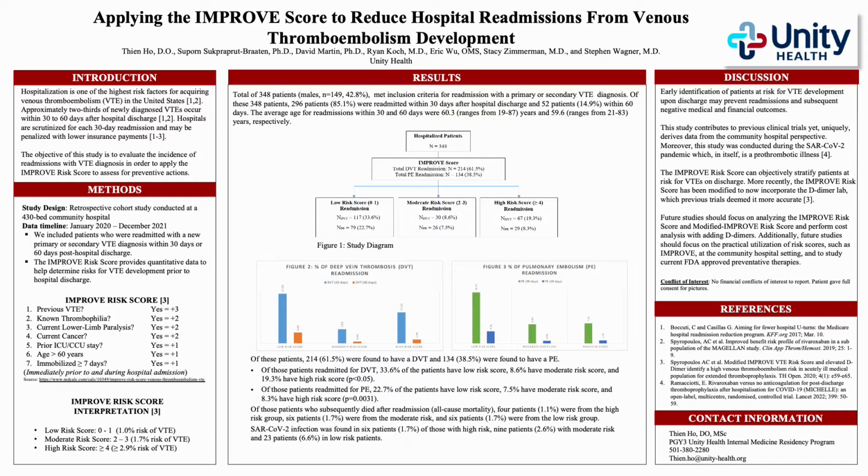27.6% were categorized as high risk, 16.1% were moderate risk, and 56.3% were low risk. The following graph shows that there were much more patients in the low risk group compared to moderate or higher risk group. Patients who subsequently died after readmission include 4 from the high risk group, 6 from moderate risk, and 6 from low risk group. Of those that were tested for SARS-CoV infection, 1.7% were in the high risk group, 2.6% were in the moderate risk, and 6.6% were with low risk.